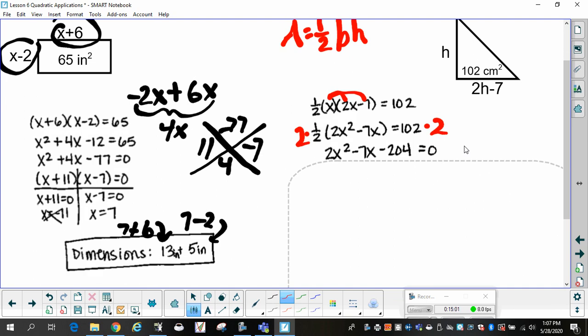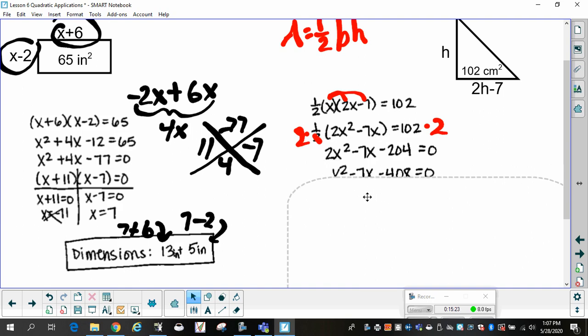All right. Now when I do that, this cancels, leaving me with the 2x minus 7. 102 times 2 is 204. And then I subtract it from both sides. This keeps me from having fractions. If the 2 had gone into everything evenly, into the 2 and the 7, I would have just divided by 2. Now, the other nice thing is I've got 2, 7, and negative 204.